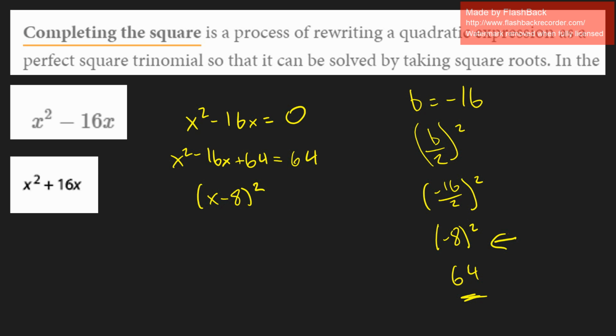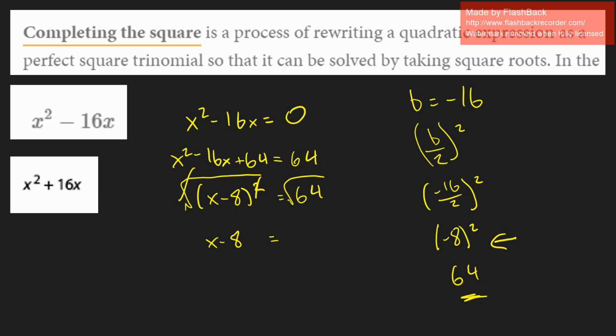Okay. Now on the right side, back to where we were, I'm going to rewrite the 64. Now the next step. What you're going to do is take the square root of both sides. So now when I square root this side, I have to square root this side. The square root and the square will cancel, so the inside pops out. So I'm going to be left with x minus 8.